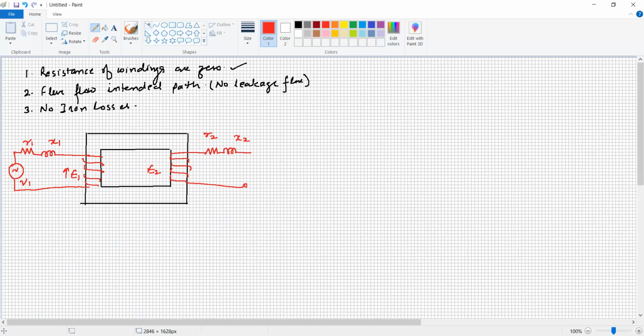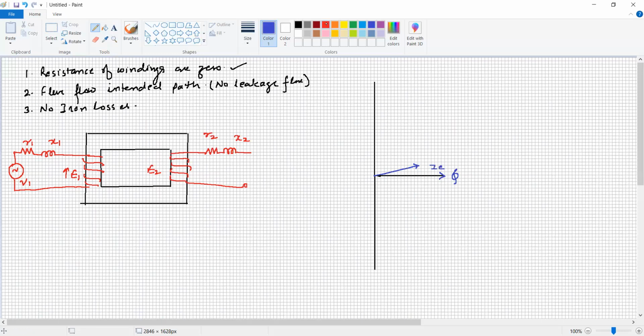Now we will try to develop the phasor diagram under loaded condition as well as no load condition. Under no load condition, when there are iron losses, there is a hysteresis effect, and because of the hysteresis effect, the current is not in phase with the flux. Say this is the flux phi. There is a small angle, and this is the value of the no load current or exciting current.